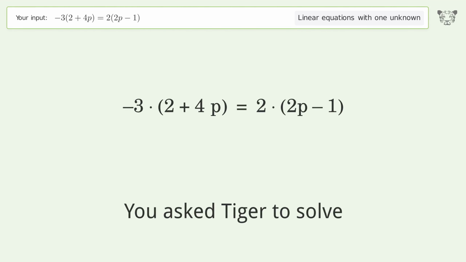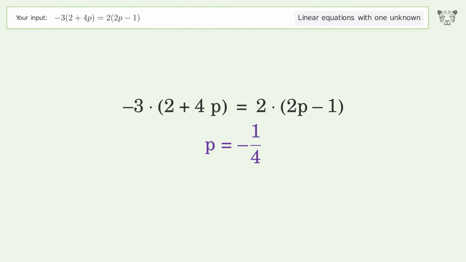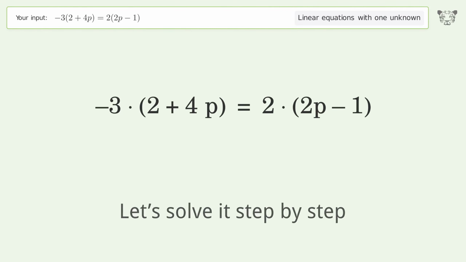You ask Tiger to solve this. It deals with linear equations with one unknown. The final result is p equals -1/4. Let's solve it step by step.